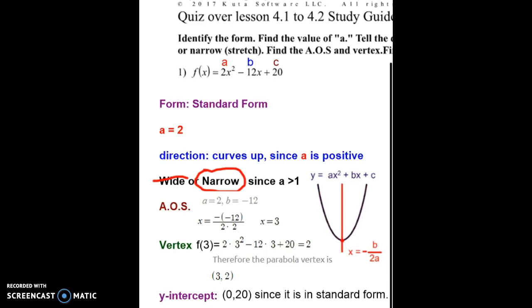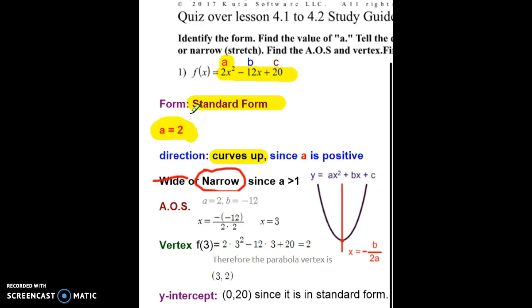In problem number 1, we have to figure out what form this is. So this is alphabetical form because I have my A, my B, and C, so that's standard form. Next thing I'm going to do is figure out my value of A. It goes along with my coefficient of x squared, so that's my quadratic term. A equals 2. That's a positive number, so this curves up.